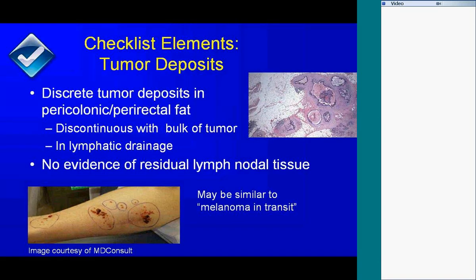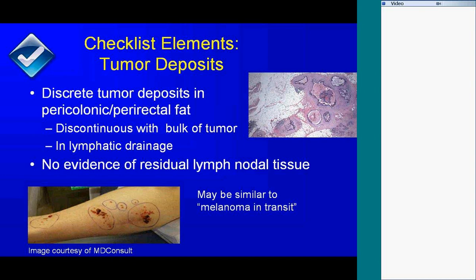One item in the checklist I want to spend a little bit of time on is this issue of tumor deposits, because this is new to the AJCC TNM for colorectal cancer, and it's creating some confusion as we move towards reporting these uniformly. These tumor deposits are discrete tumor deposits in the pericolonic or perirectal fat. They're discontinuous with the bulk of the tumor, and they should be in the lymphatic drainage of the tumor. If they're outside the lymphatic drainage of the tumor, then they're considered to be metastatic disease. And one should not find evidence of residual lymph node tissue.